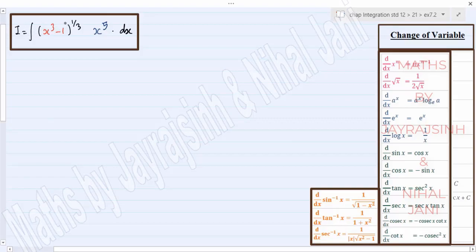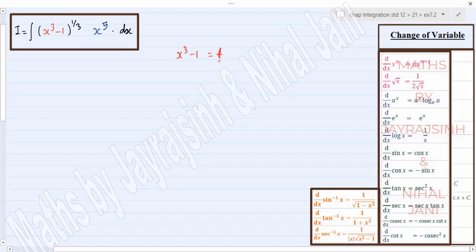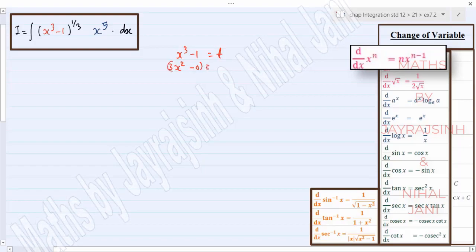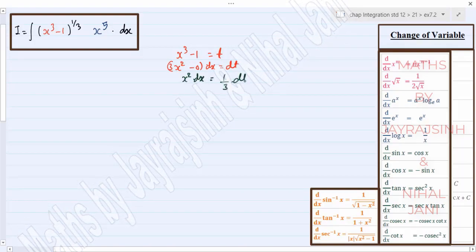Here we have to integrate x cube minus 1 whole raised to 1 by 3 into x raised to 5 dot dx. In this question, x cube minus 1 is an inner function. So let's assume that term is equal to t. Differentiate both the sides, you will get 3x square minus 0 dot dx is equal to dt. Or we can say x square dot dx is equal to 1 by 3 dot dt.